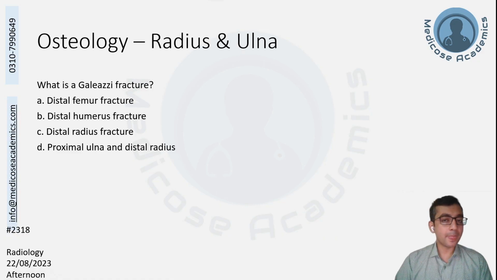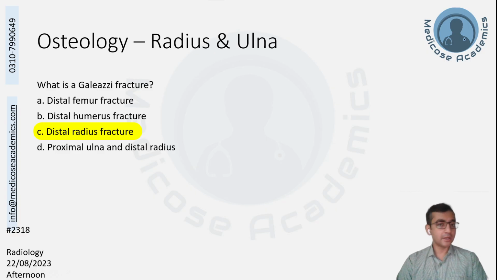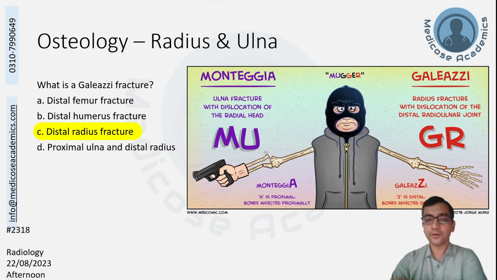About radius and ulna, what is Galeazzi's fracture? The commonly asked fractures are Galeazzi's, Smith's, and Colles'. I will go through them. And what is a Galeazzi's fracture? Galeazzi's fracture is basically the fracture of distal radius. I found a very interesting picture for memorizing.